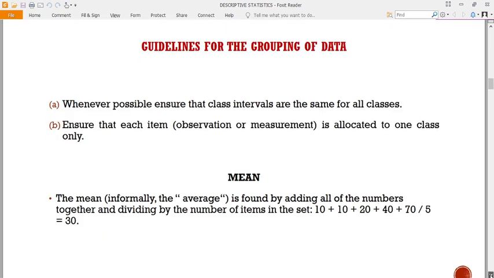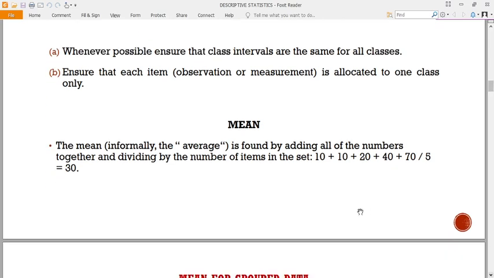So we are now going to look at them one by one. So we start with the mean. This is commonly also known as the average, and it is found by adding all numbers, this is for ungrouped data, and then dividing by the number of items in the set. For example, if I have 10, 10, 20, 40, and 70, and I want to get the mean, I'm going to add all of them and then divide by the number of items. How many are there? There are 1, 2, 3, 4, 5. So that will be 5.